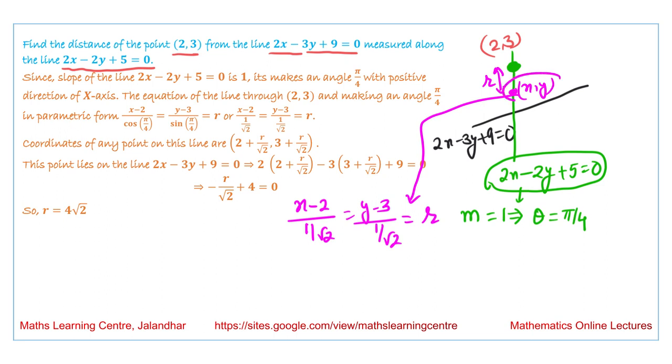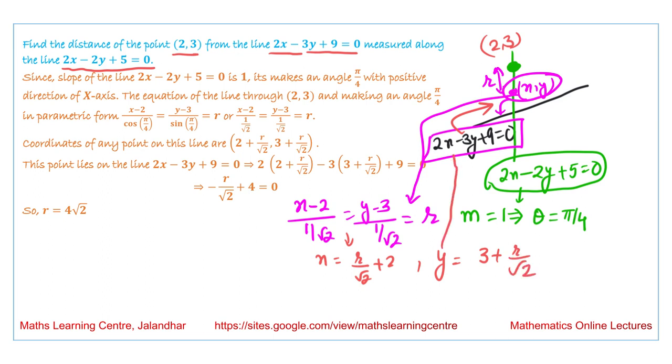Now this point lies on the line 2x minus 3y plus 9 is equal to 0. From the parametric equation, the value of x is equal to r by root 2 plus 2, and the value of y is equal to 3 plus r by root 2.